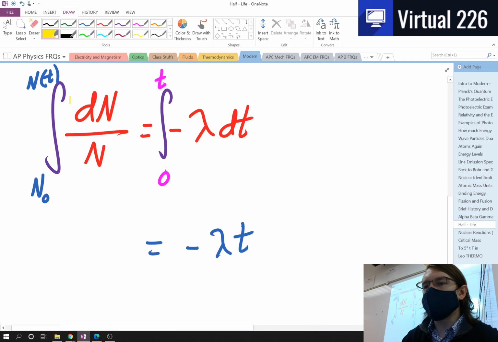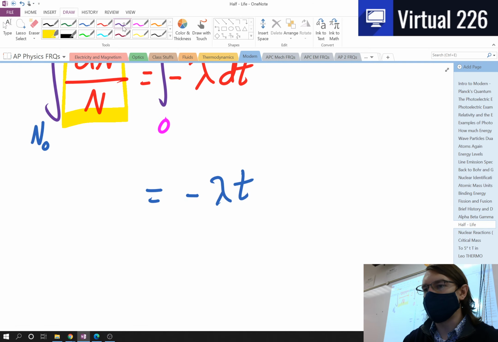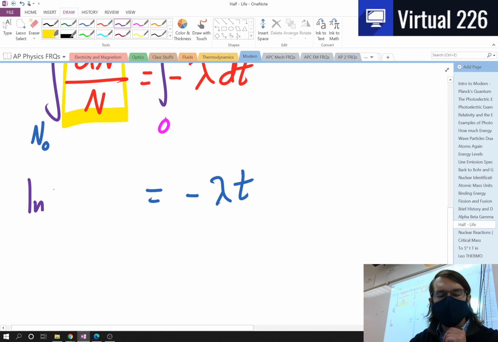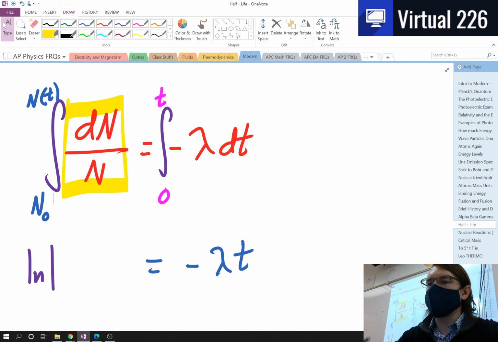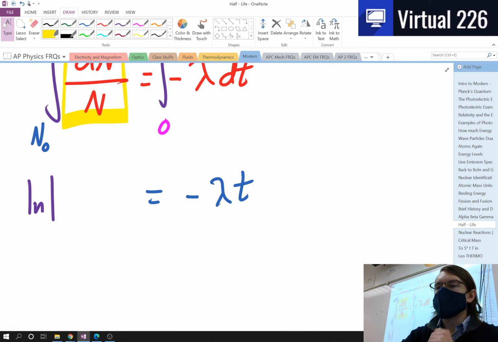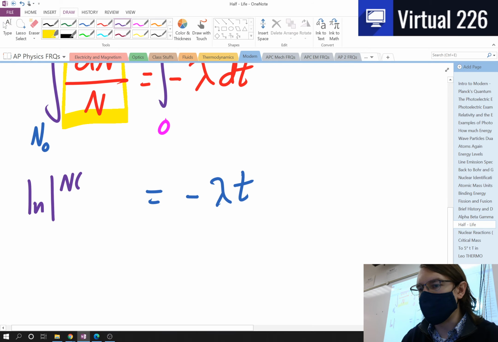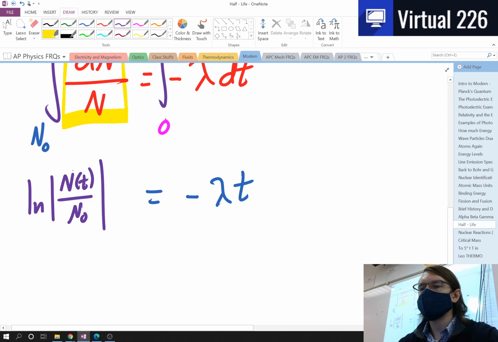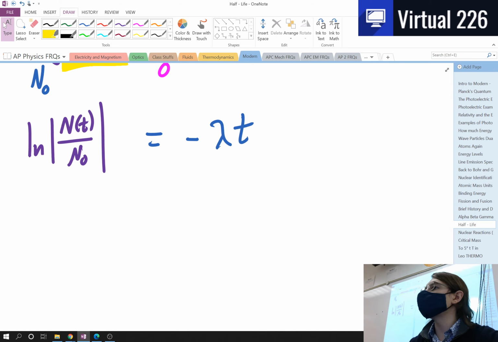And if you recall from your calculus course, dx over x, or dn over n, is a special integral. It's actually the natural log. And when we take the natural log of this, we're going to take the natural log of the upper minus lower boundaries. So this would be like the natural log of n of t minus the natural log of n naught. And we subtract the logs. What we actually get, due to log rules, is the natural log of n of t over n naught. So that's a nice little log rule to remember there. We're just doing upper minus lower, but then log rules come in and we divide instead.